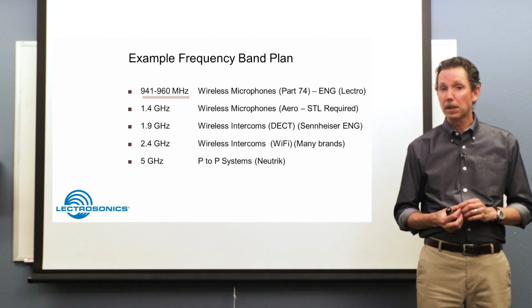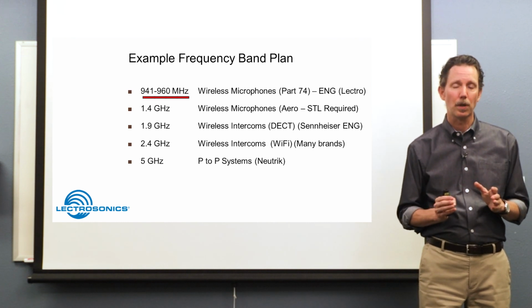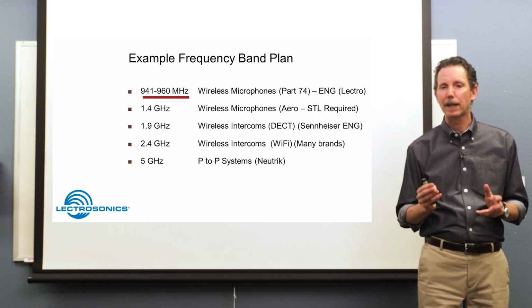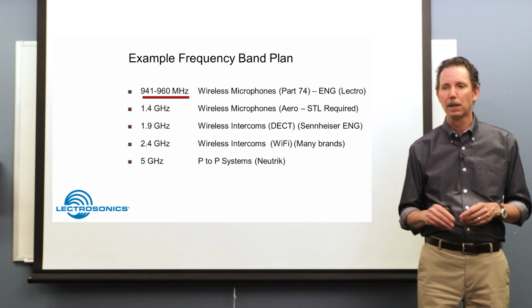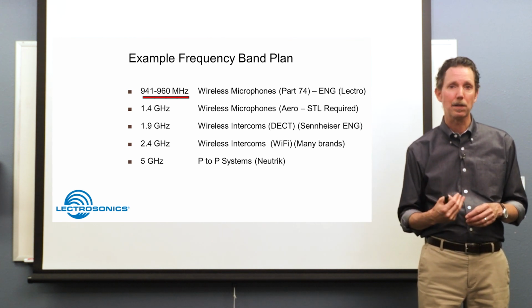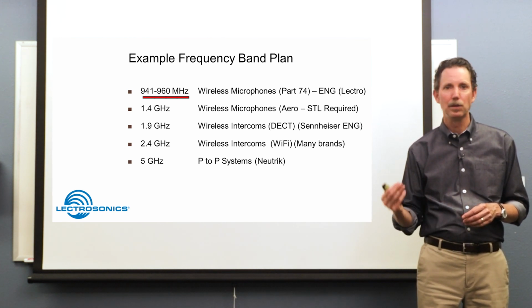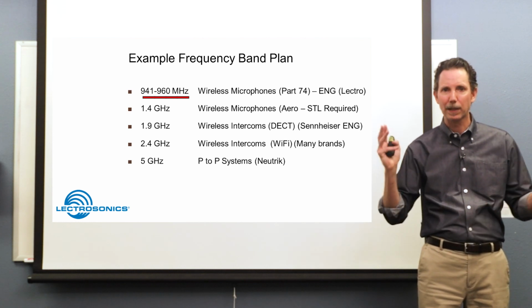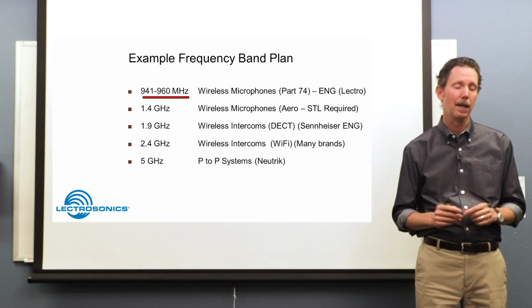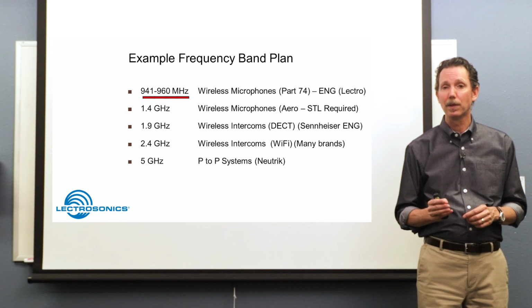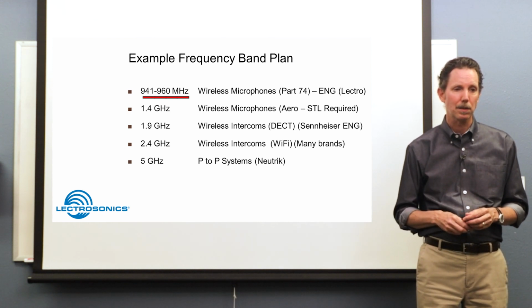Then 941 to 960 is reserved for license holders only, and typically that's going to be broadcasters like your news crews. So for instance, Electrosonics, we've sold a lot of systems in that band to news organizations like NBC when they have their news crews go on site. And it's not accessible to anyone without a Part 74 license.